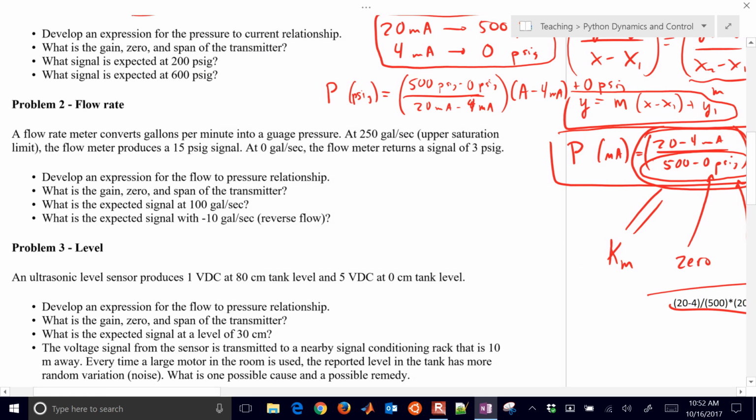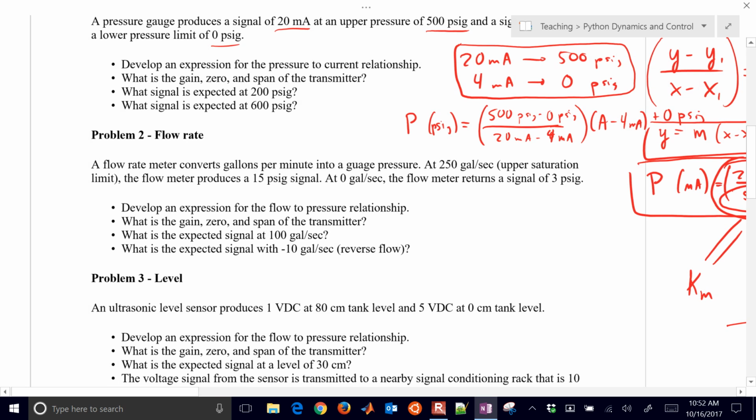Let's go on to the second one. Here we have a flow rate, and we want to develop the expression for flow to pressure relationship. In this case, it converts gallons per minute into a gauge pressure. And at 250 gallons per, let's just do gallons per second, this pressure, and the flow meter is going to return a signal. Okay, so in this case, 250 gallons per second, and that's going to, oh, you know what?